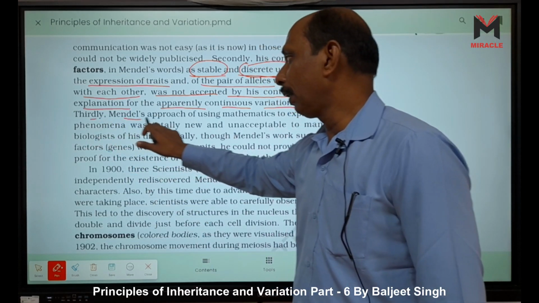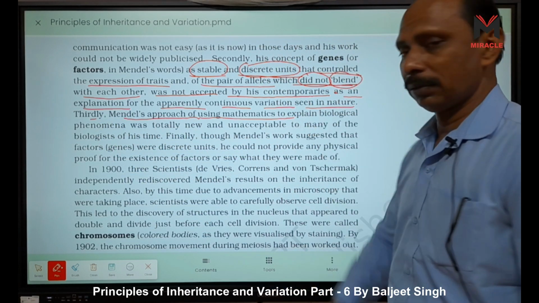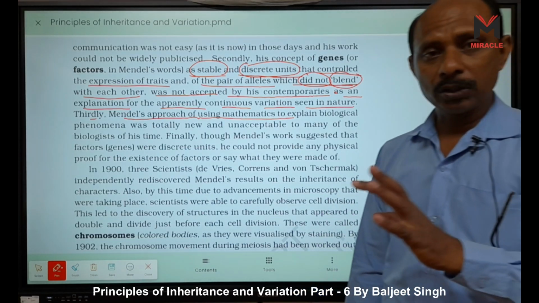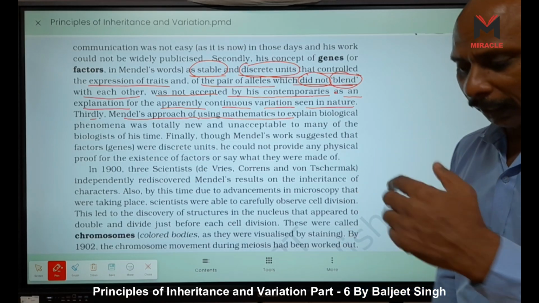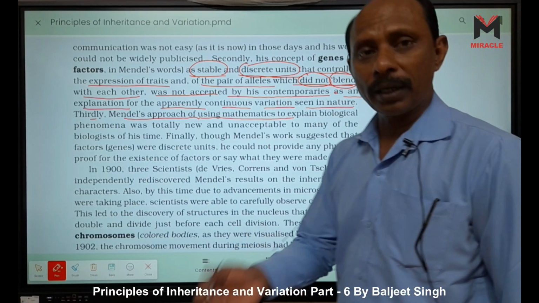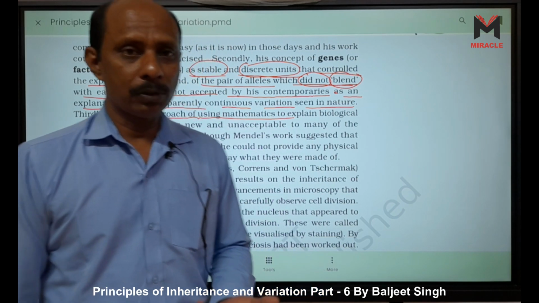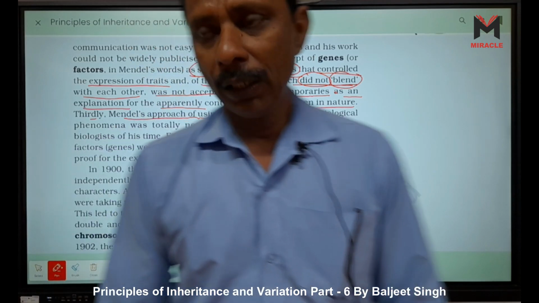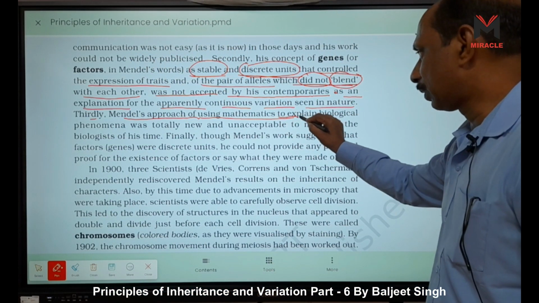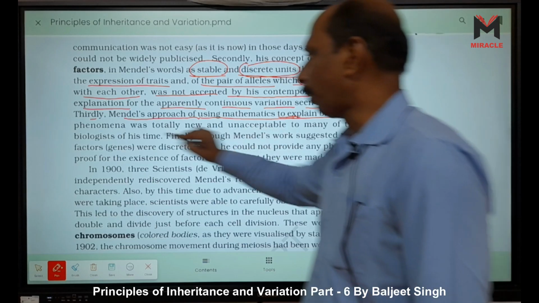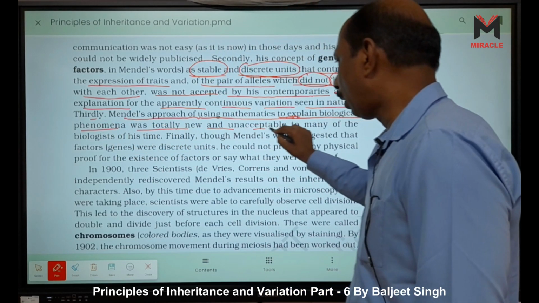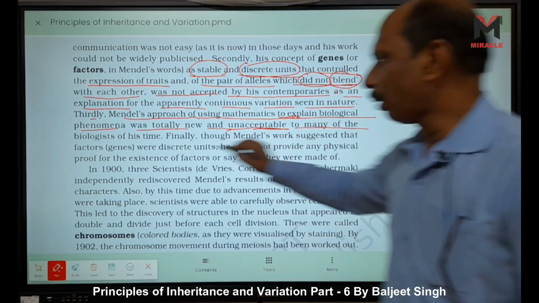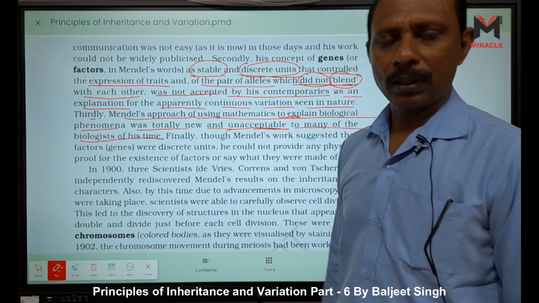Third, Mendel's approach of using mathematics. Mathematics means, simply, p square plus 2pq plus q square equals 1. Mendel also said there is a 1:2:1 ratio, where 1 square means 1, that is capital T, small t, and capital T, small t. Because Mendel used mathematics and statistics to explain a biological phenomenon, it was totally new and unacceptable to many of the biologists of his time.